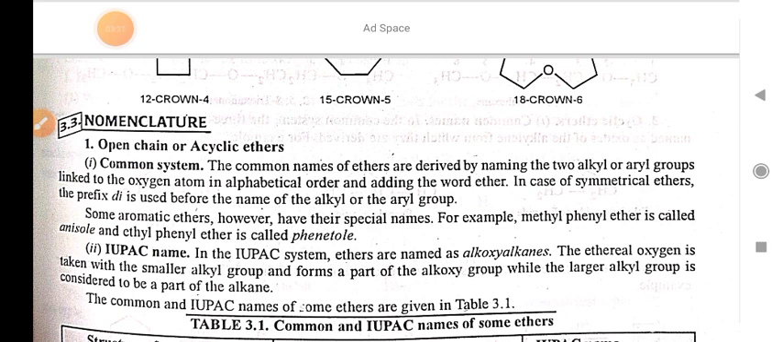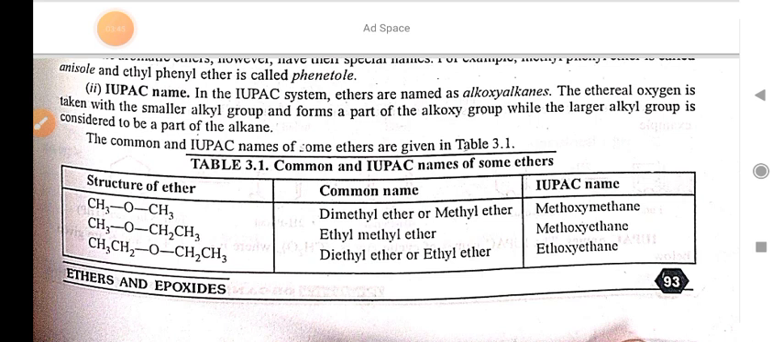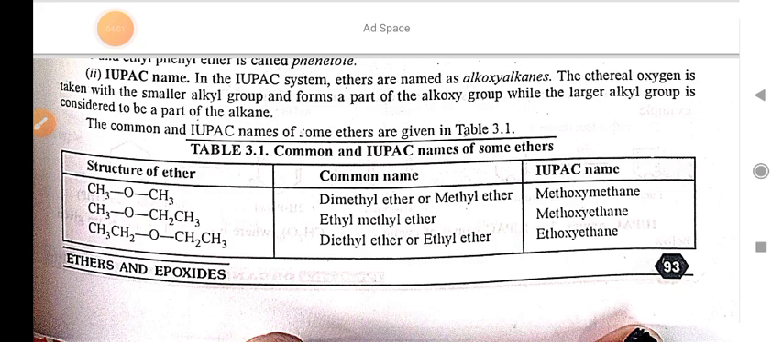IUPAC name. In the IUPAC system, ethers are named as alkoxyalkanes. The ethereal oxygen is taken with the smaller alkyl group and forms a part of the alkoxy group, while the larger alkyl group is considered to be a part of the alkane. The common and IUPAC names of some ethers are given here, like dimethyl ether and its IUPAC name is methoxymethane. Ethyl methyl ether, its IUPAC name is methoxyethane. Diethyl ether or ethyl ether, its IUPAC name is ethoxyethane.